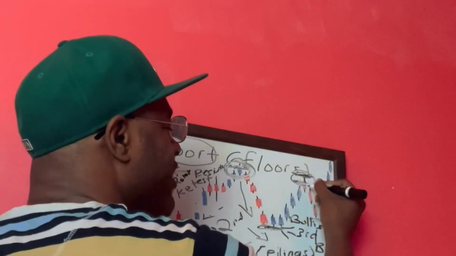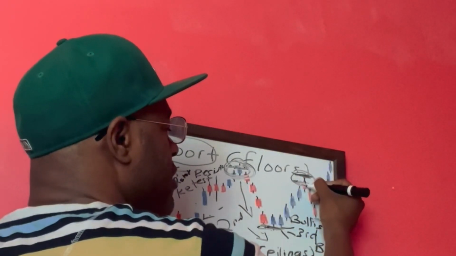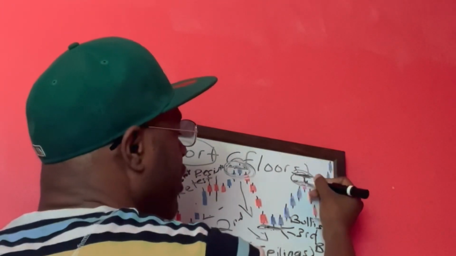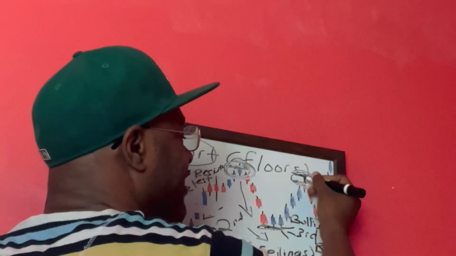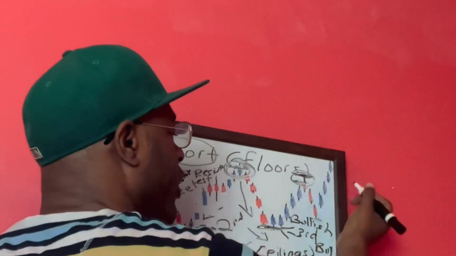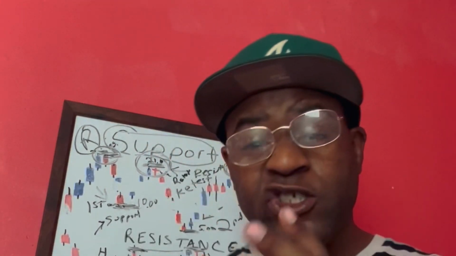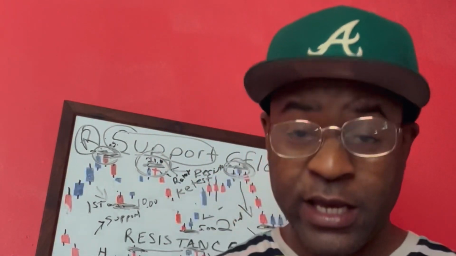You see the body, which is the candle, the red candle that's shaded in? You don't use that point. You use the highest point, which is the little line, which is the wick. And we're going to use the same technique when it comes to understanding support. So that's it, guys. I hope I explained it to you enough where you can understand.